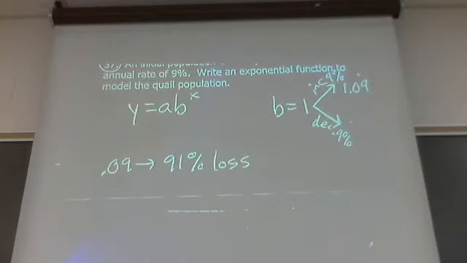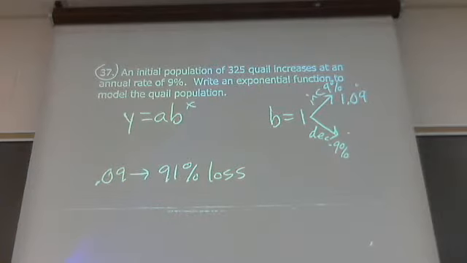Unless we have a lot of quail dying. This can't be a negative number, folks. Everything is based on the number 1. If it's going above, then you're adding. If it's going below, then you're subtracting. So what number would represent a 9% loss? 0.91. 0.91 is a 9% loss. You're keeping 91% of the population in this case.